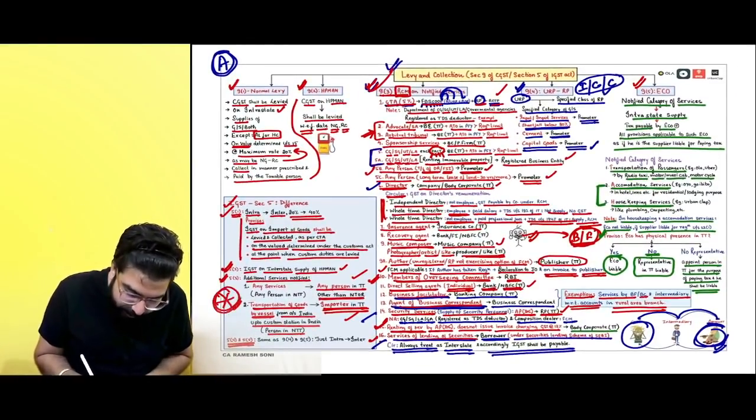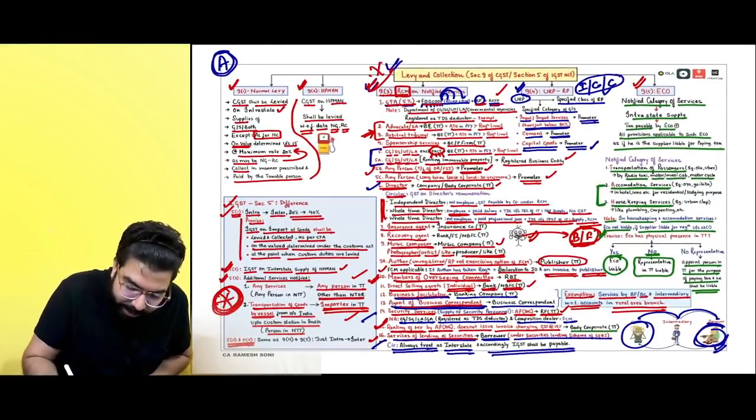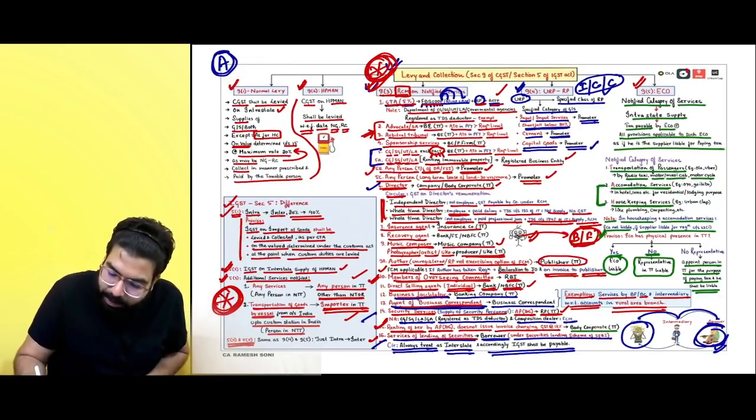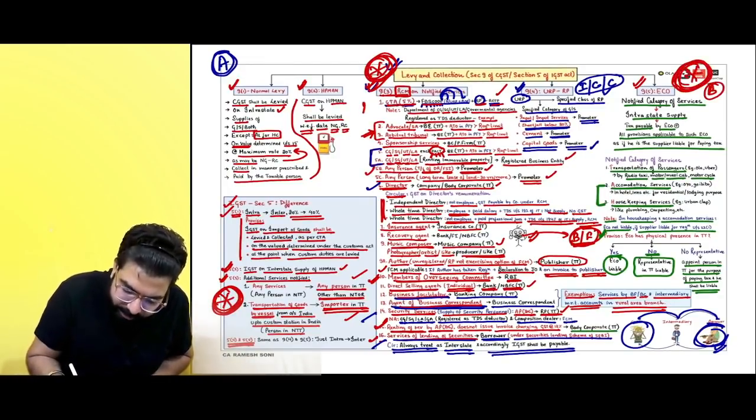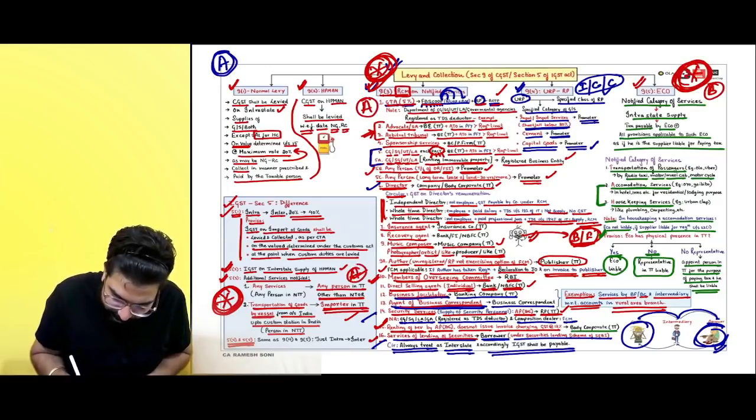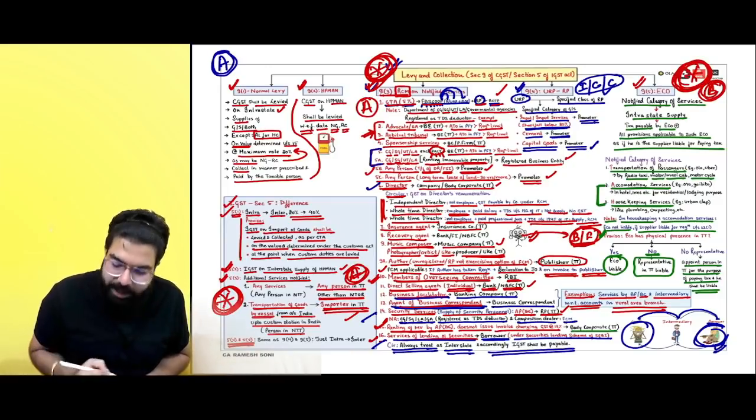Everyone listen to me very carefully. This 5.3 is very important over here. 9.3 is very important over here. And 9.5 becomes a B graded kind of question. This is an A graded kind of question. This is an A graded kind of question. This becomes a B graded kind of question.